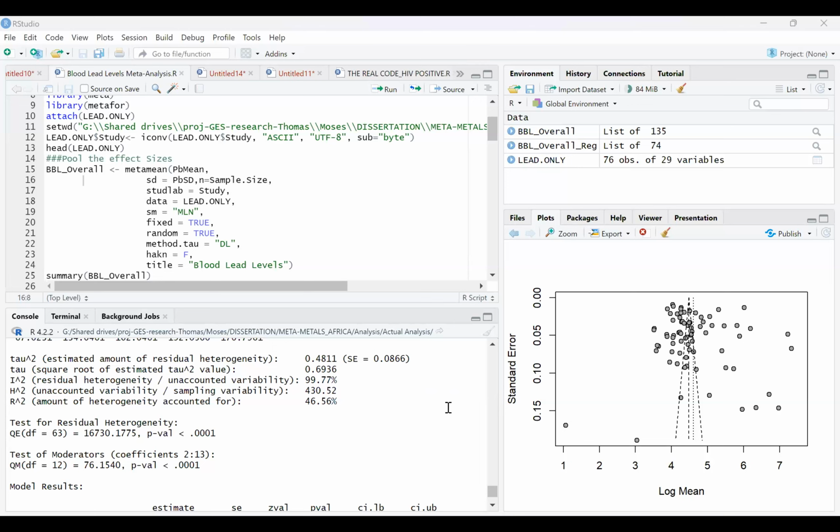Rotate your mobile device if you are using a mobile phone. Okay. All right.